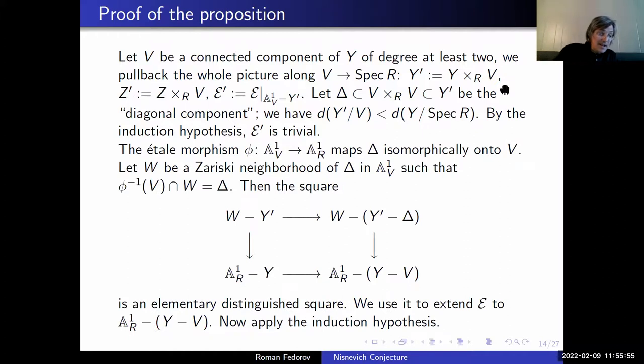And now again, I'm constructing some distinguished square. So speaking in simple terms, I just see, well, since E prime is trivial, it's trivial in a neighborhood of delta. But this means that my original torsor was also trivial in a neighborhood of delta. Sorry, not in the neighborhood of delta, in the neighborhood of V, right? Because delta is isomorphic to V. So it means I can actually extend my torsor to a neighborhood of V, right? So now I get a torsor over A^1_R minus a smaller subscheme. And again, the induction completes the proof. Any questions about that?